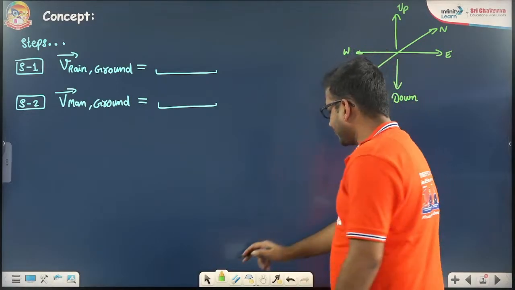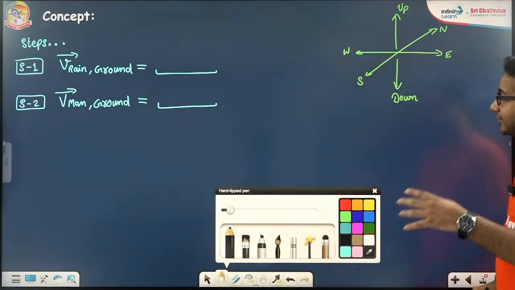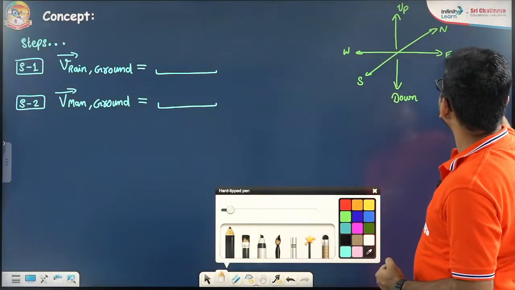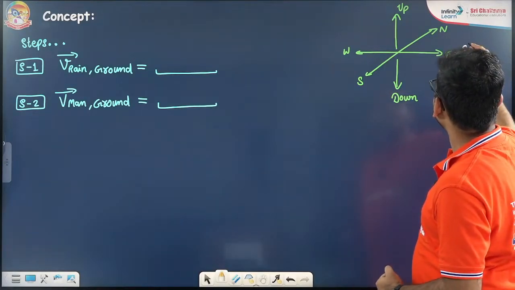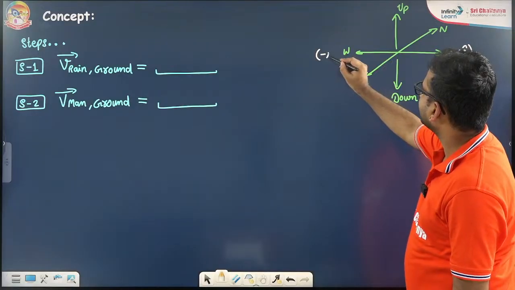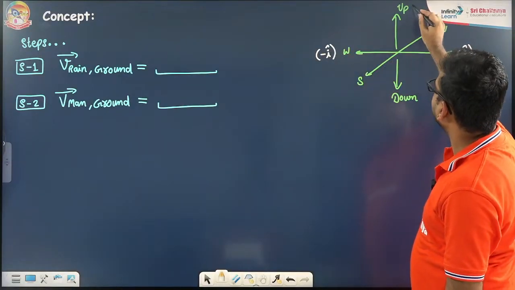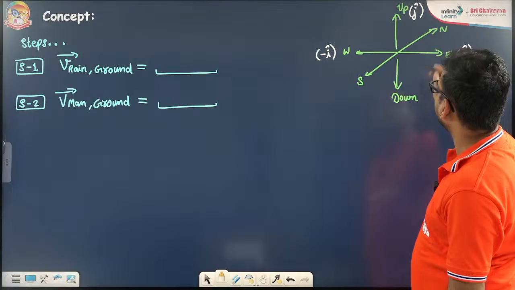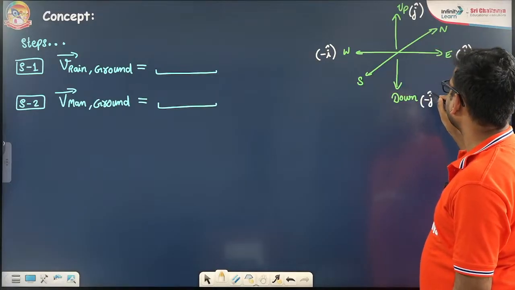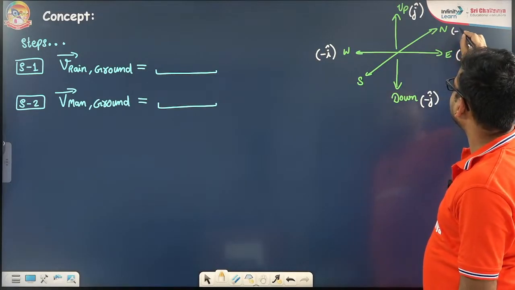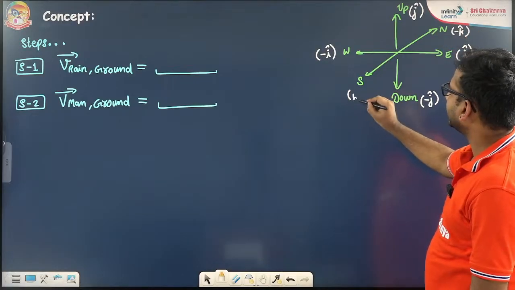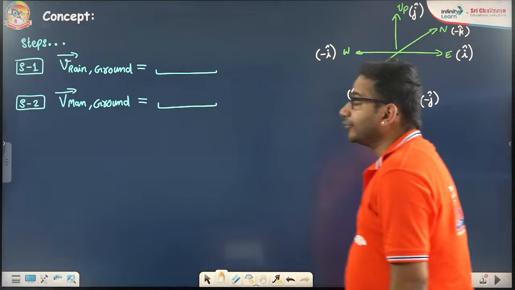All right. So if you have to designate the direction, unit vectors in these directions, east can be written as i cap, west can be written as minus i cap, up can be written as j cap, down can be written as minus j cap, north can be written as minus k cap, and south can be written as k cap. I hope you are good with it.